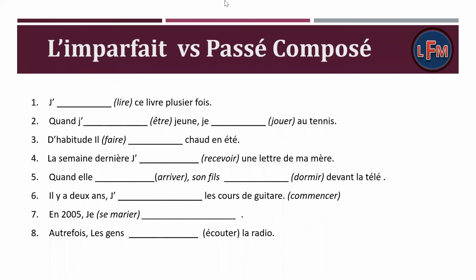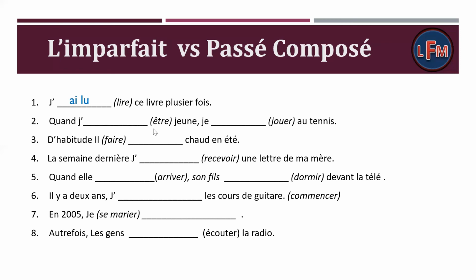Now let's do some sentences. Je l'ai lu plusieurs fois. What will come here? Passé composé or l'imparfait? I read the book many times. So when we do the action many times in the past, we use passé composé. So we will write j'ai lu ce livre plusieurs fois.